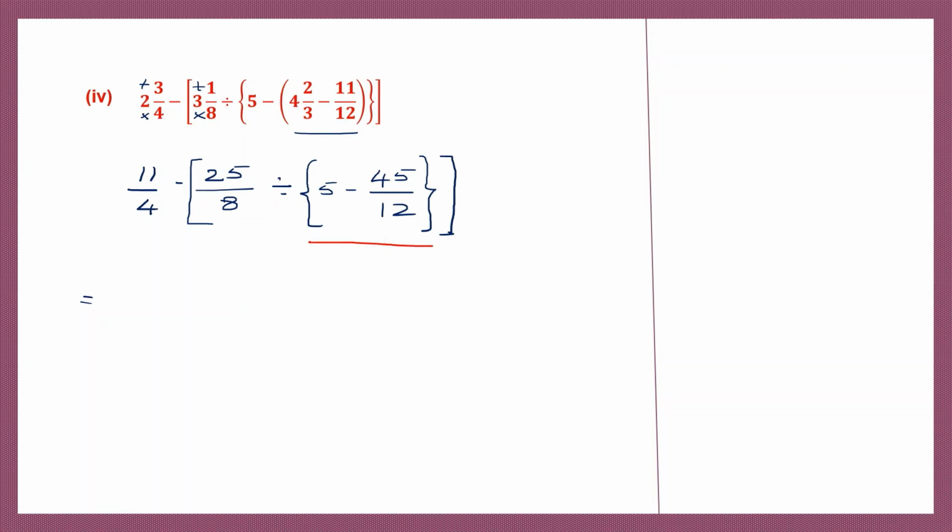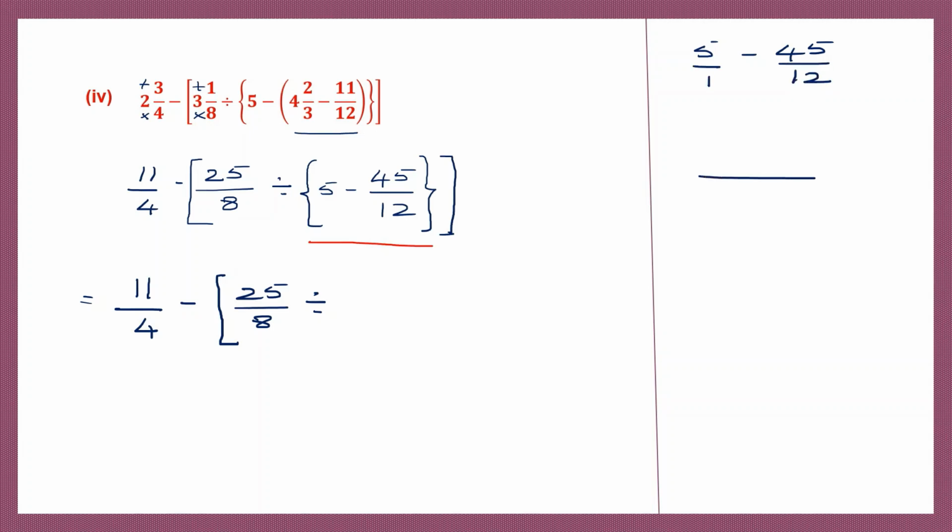So here we have 11 by 4 minus, then we have the square bracket, 25 by 8 divided by, now this is what we're going to work out, what is within the curly bracket, that is 5 minus 45 by 12. So 5 will have the denominator 1. So the LCM here is 12, which we are going to use as a common denominator. Now 1 into 12 is 12.